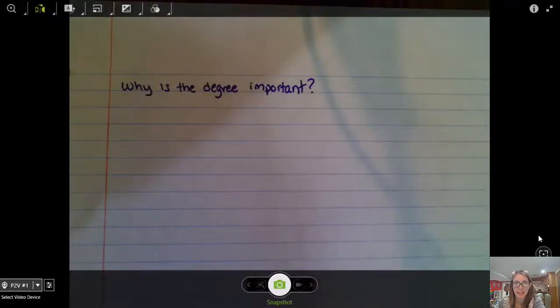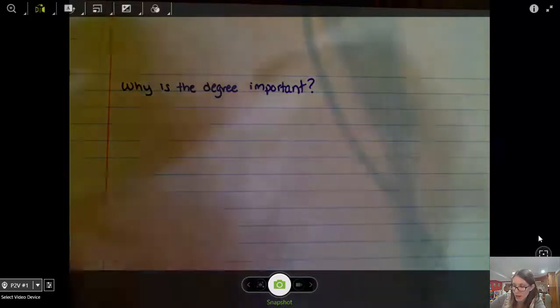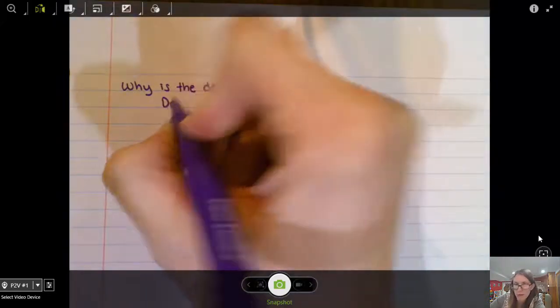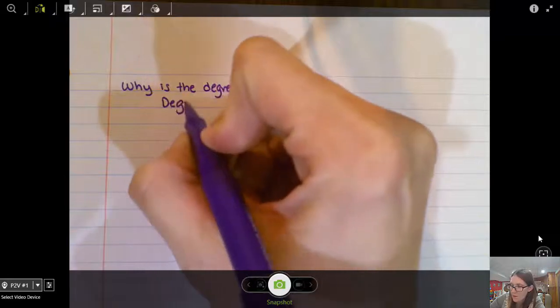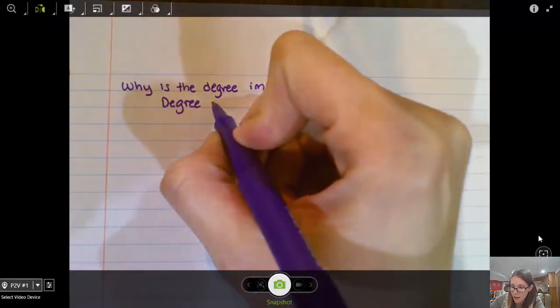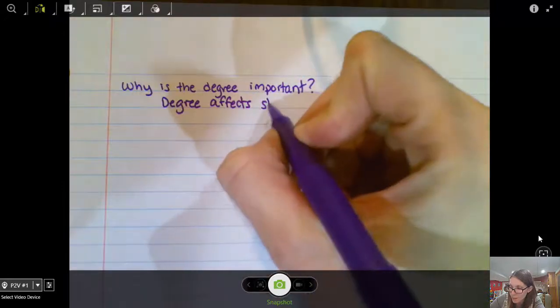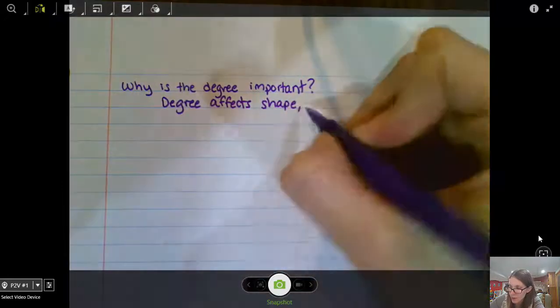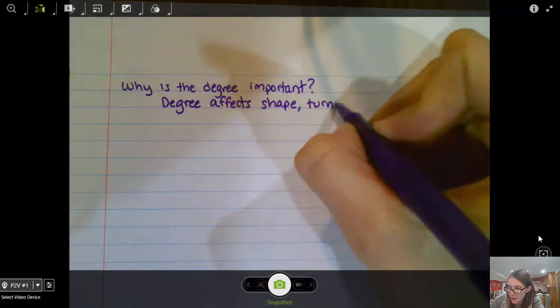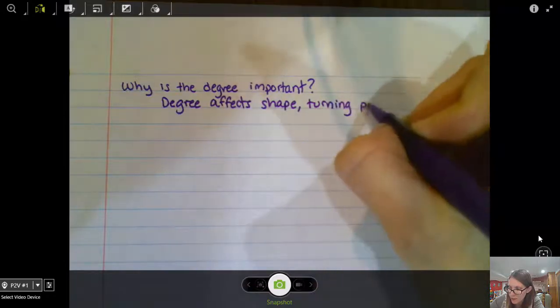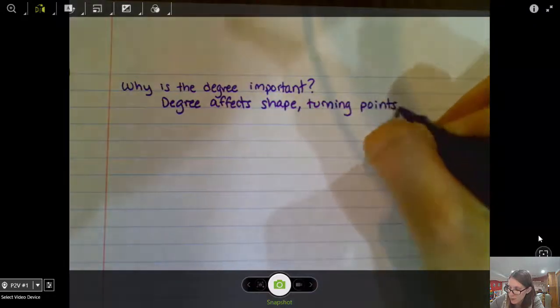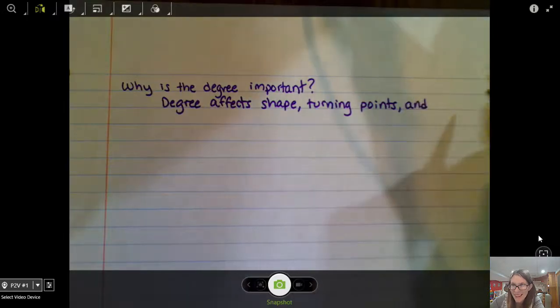Now that we've seen the idea of a degree, here's my question. Why on earth is the degree so important? Well, the degree of a polynomial affects quite a few things. The degree affects the shape of our graph, the number of turning points that our graph has, and end behavior.